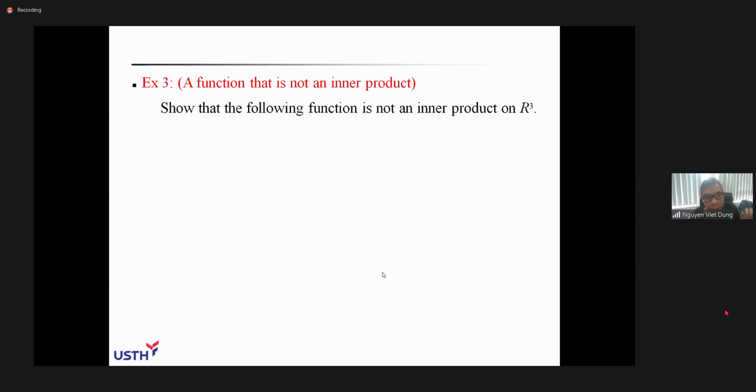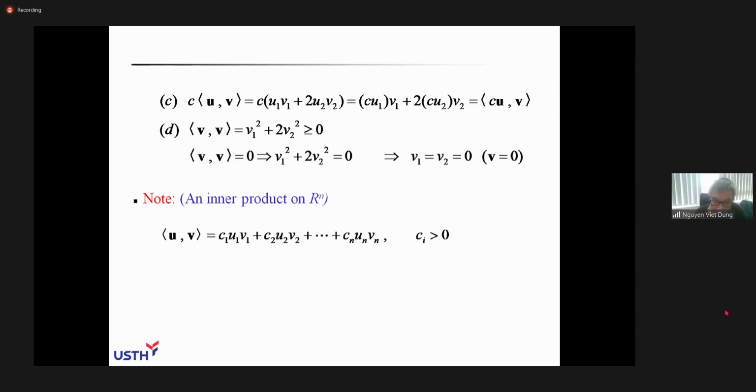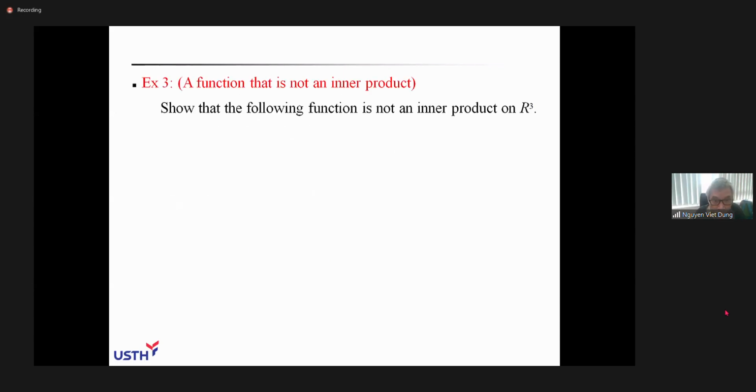The next one will show you we take one function. We are going to take a function like that, but one of the Ci is negative, then it is no longer an inner product. Here is an example. We take the inner product of U and V to be U1 V1 minus 2 U2 V2 plus U3 V3. So we have one coefficient that is negative.